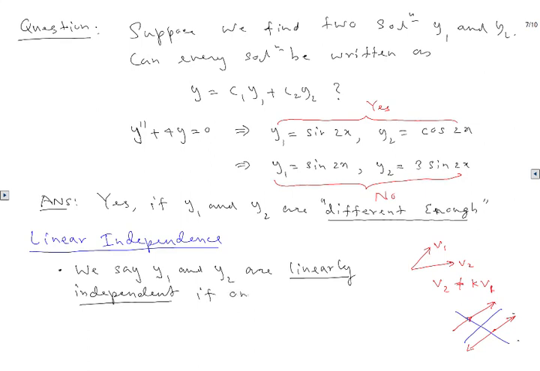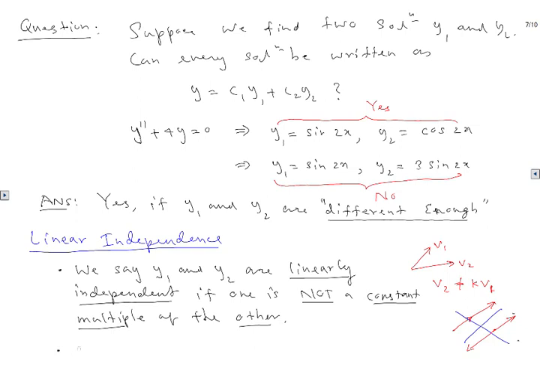if one is not a constant multiple of the other. Remember, these are not just vectors. These are functions, but we consider them in an abstract sense. We consider them as vectors. You can prove that because this is a function space. In that space, these functions become vectors. For example, sine 2x is a vector. Cosine 2x is a vector.